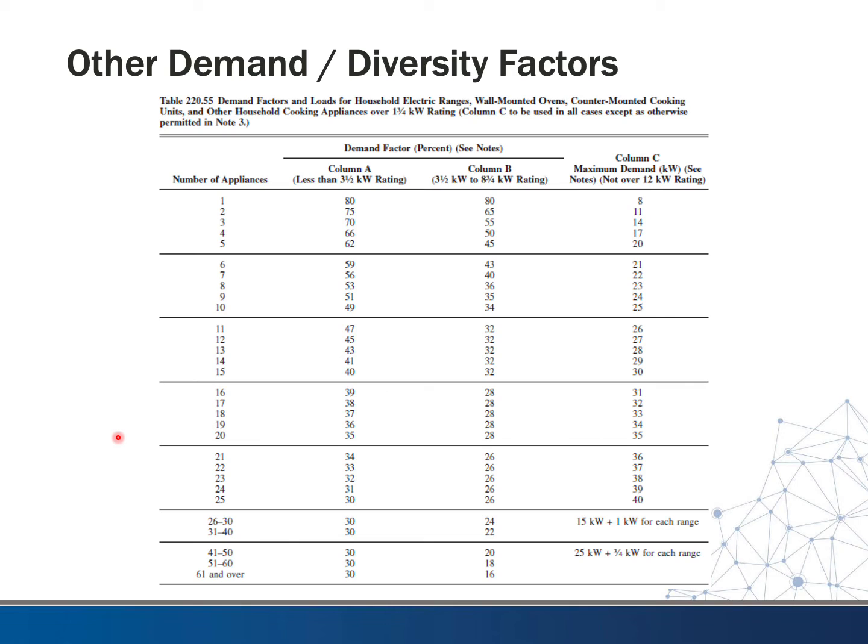Another one they have is for electric ranges. Again, this would come into play for an apartment complex probably, or you might have this for a hotel if it has a kitchenette with a range in it. Same type of thing. You take the number of the appliances, and if it's 3.5 kW, then you can use this column. If it's 3.5 to 8 kW, use this column, and then use this column for larger, not over 12 kW. And again, you just multiply it by the factor there.